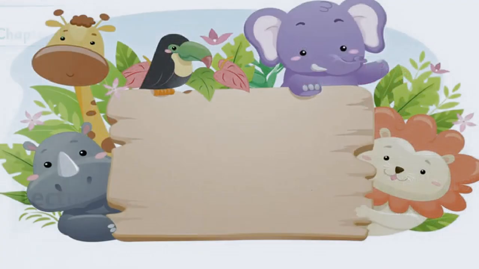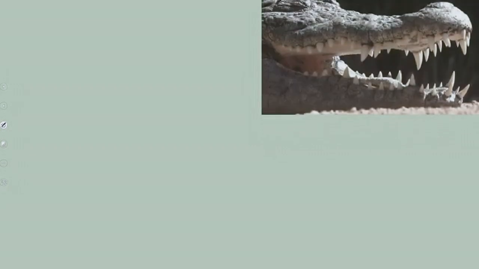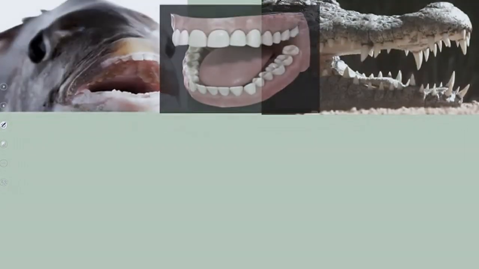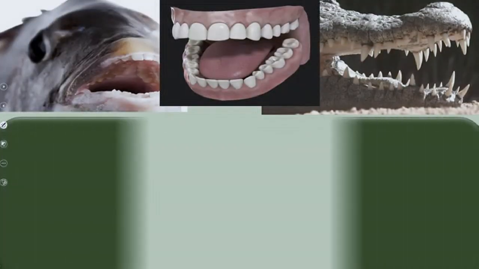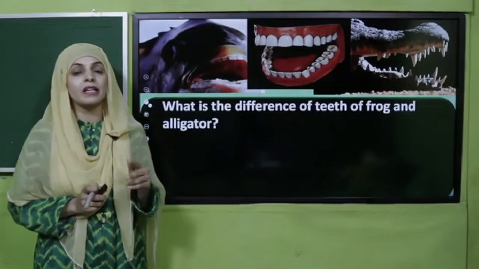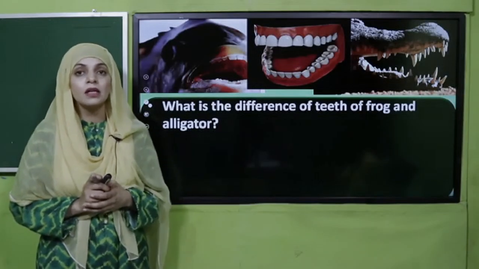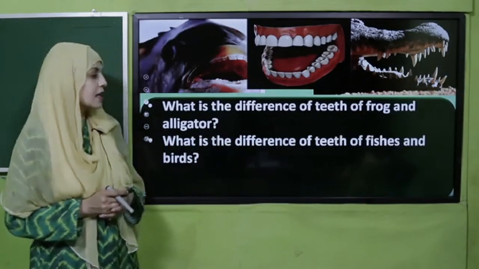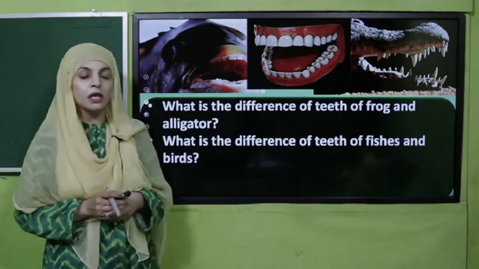So my dear students, let's quickly recap what we did in the previous lecture. Listen to the questions very carefully and then answer. This is an alligator and this is a fish. These are human teeth. Quickly tell me what is the difference between the teeth of a frog and an alligator. Frog has two types of teeth, vomerine and maxillary. Alligator has conical teeth.